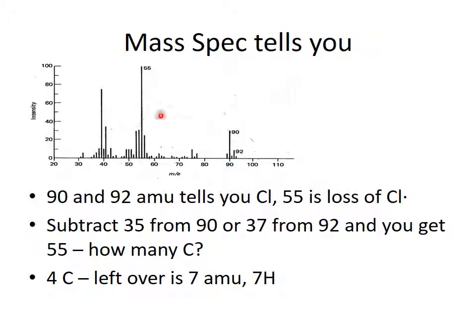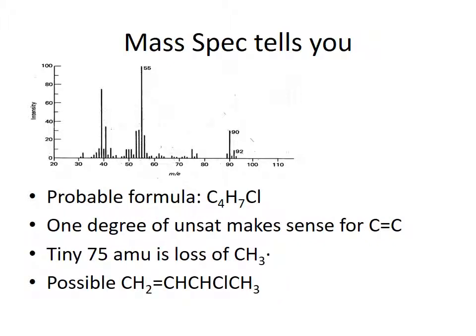The 92 and 90 peaks tell you that you have chlorine. And when the chlorine free radical leaves, you get this peak of 55. So 55, how many carbons is that? If you divide 12 into 55, you get 4.6, so the maximum number of carbons it could be is 4. If you have 4 carbons, what's left over? 7 AMU. That would be 7 hydrogens. This is giving us a probable formula that's C4H7Cl. This is 1 degree of unsaturation, which makes us feel more comfortable with that carbon-carbon double bond.